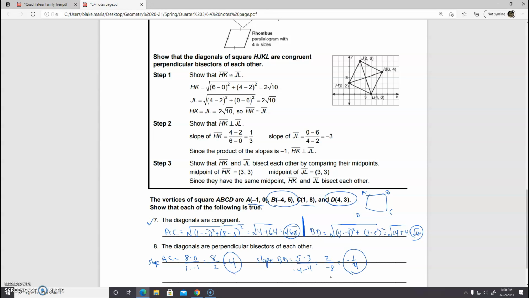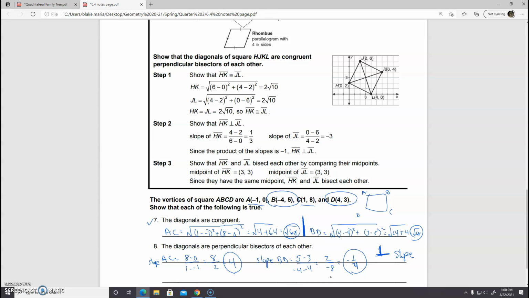So this right here, 4, positive becomes negative. And 4 over 1 becomes 1 over 4. So yes, that is a perpendicular slope.